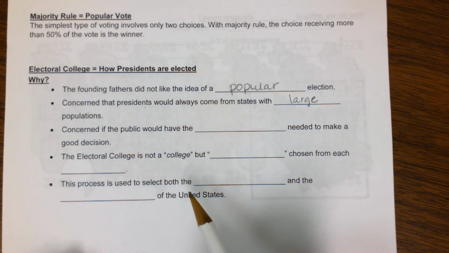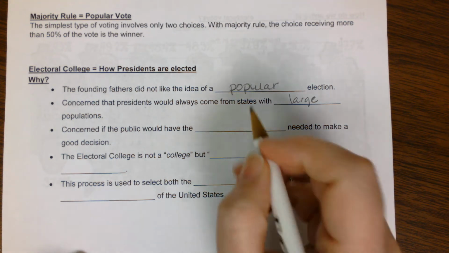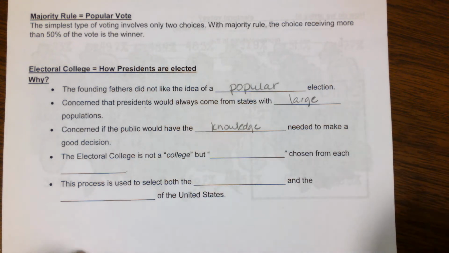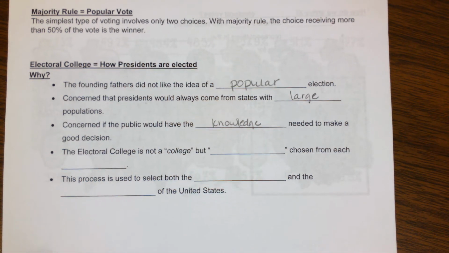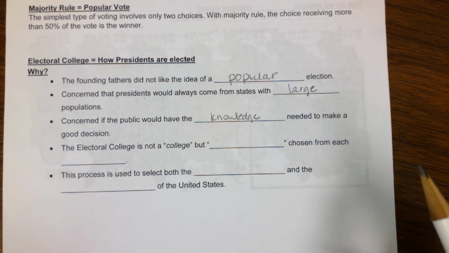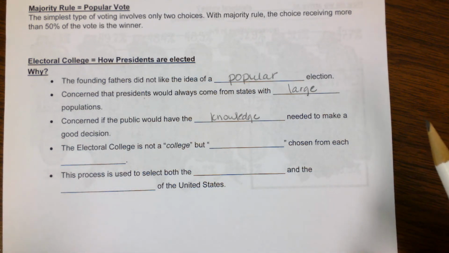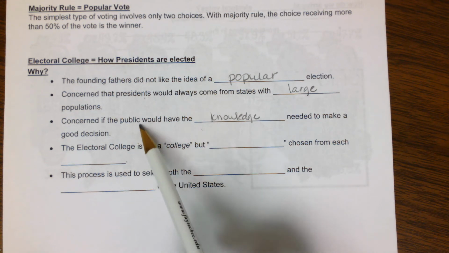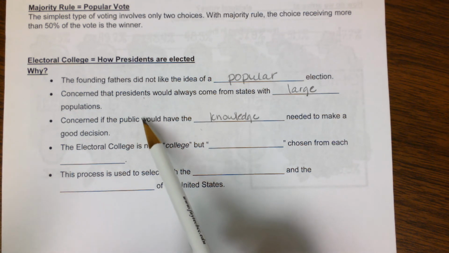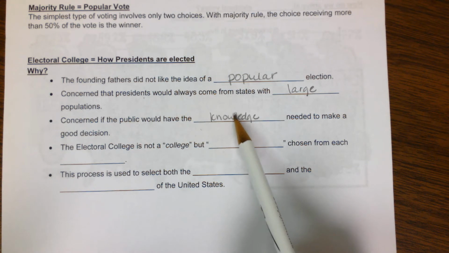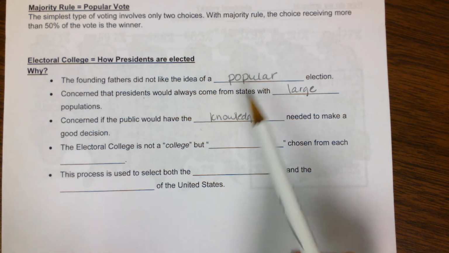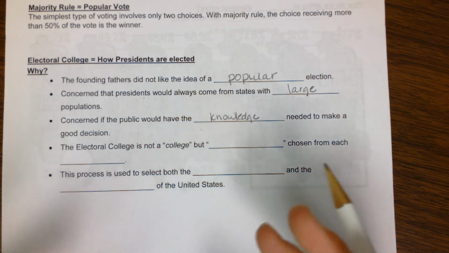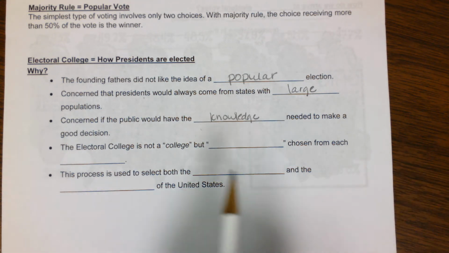They were also concerned whether the public would have the knowledge needed to elect a good president. A general person, including myself, doesn't always know a lot about politics and what would make a good president. So our Founding Fathers had that concern too, and they didn't want someone to just be voted in with the majority vote if people didn't really know anything other than what the person was saying.